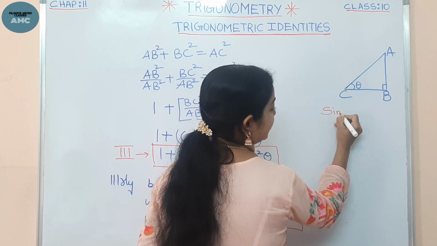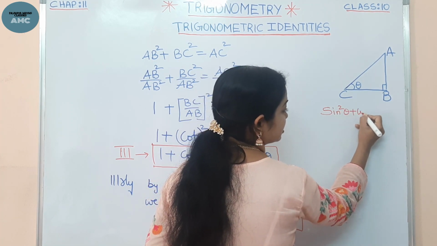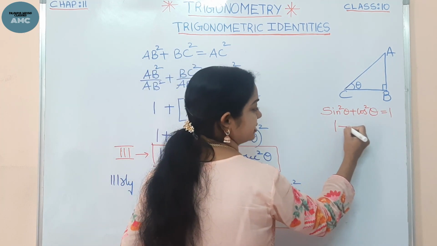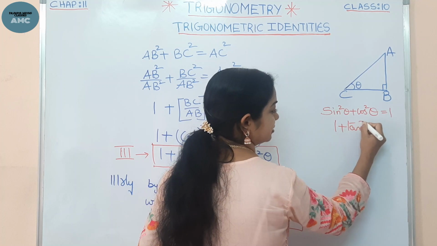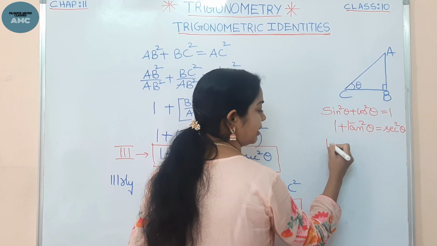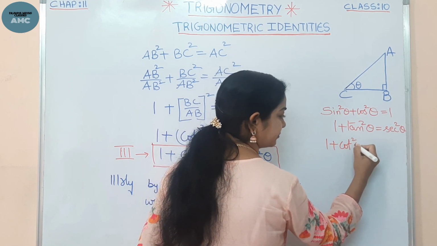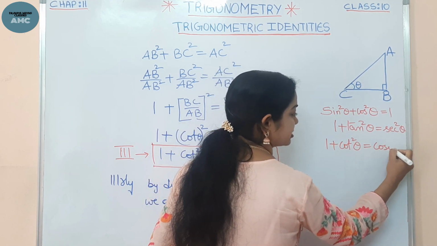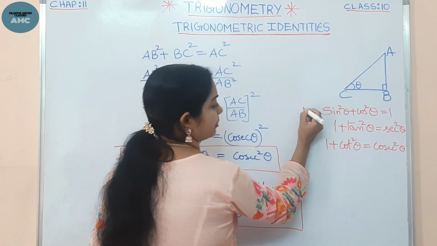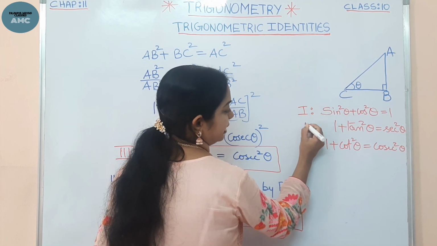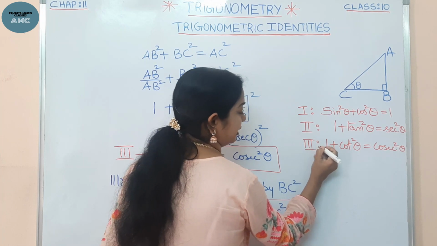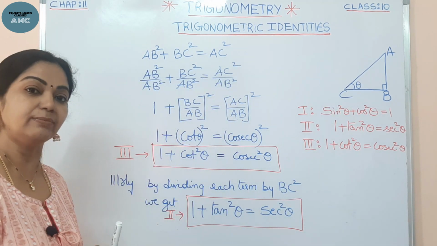Now, altogether we have 3 trigonometric identities, those are here, I'll write them. The first one is sine square theta plus cos square theta is equal to 1, isn't it? The second identity is 1 plus tan square theta is equal to secant square theta. The third one is 1 plus cot square theta is equal to cosecant square theta. These are the 3 trigonometric identities. Now, from these 3, we can deduce still more 6.